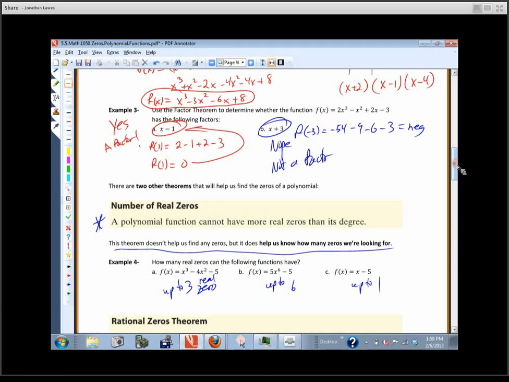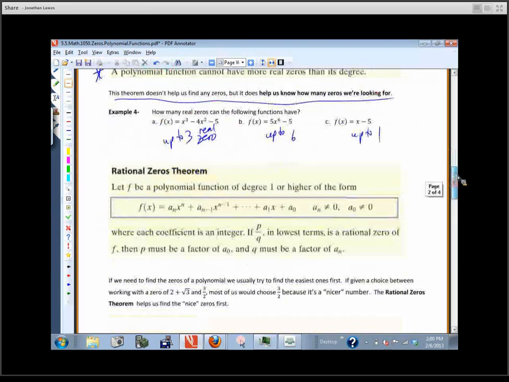So the remainder theorem says if you find the remainder, that's the same as the function value. The factor theorem says if the function value is 0, then you've got yourself a factor. And if you've got yourself a factor, then the function value's got to be 0. And this one tells us how many we're looking for. This one's probably the easiest, isn't it? Okay, ready? Here's the next one.